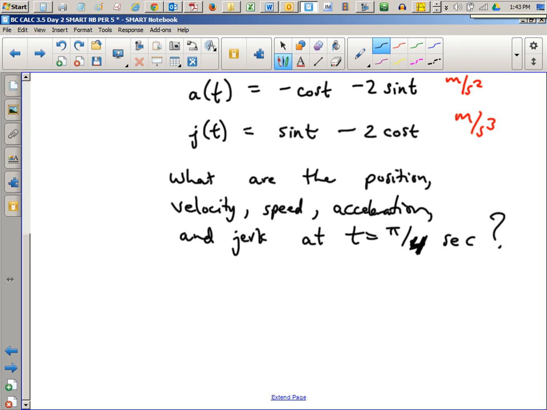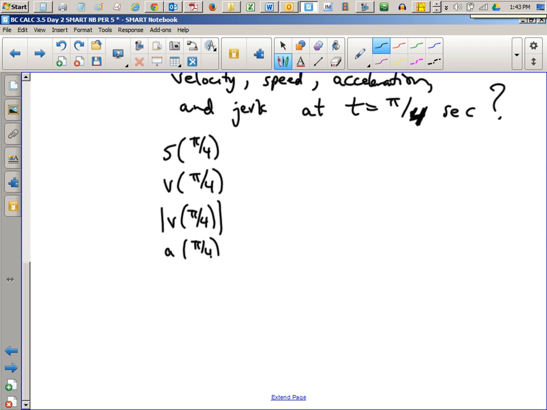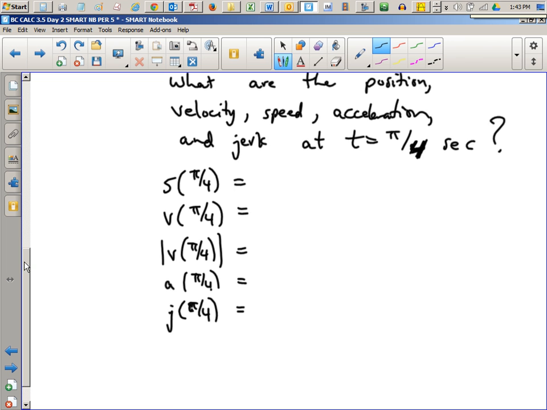Okay, let's just try this real quick. Listen, all this is asking for is this, guys. I'm running out of time. They're asking for s of pi over 4. They're asking for v of pi over 4. When they said speed, they want the absolute value of your previous answer. And they asked for acceleration at pi over 4. And they asked for jerk at pi over 4. That's all you're doing. You've already got the functions. Plug in pi over 4. So let's run through this.